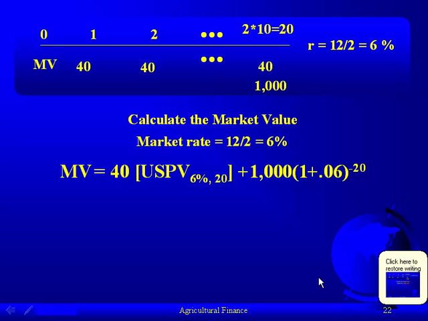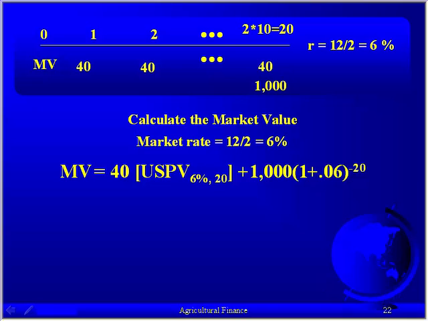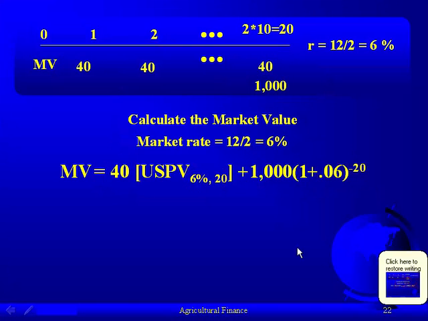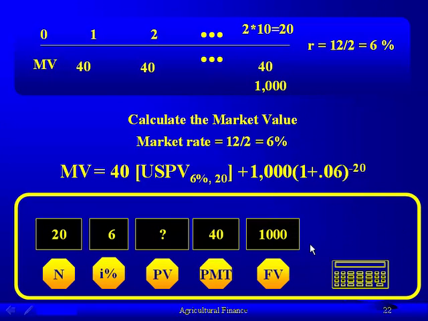To find the market value, then, again, we take the present value of this $40 annuity at 6% for 20 periods, and then we take the $1,000 single sum of money and discount it back using the present value of a single sum factor at 6% for 20 periods. Then you can use your calculator and put 20 in, 6% I, $40 payment, $1,000 future value, compute the present value, and it comes out to $770.60.